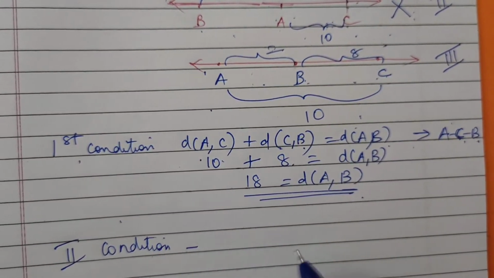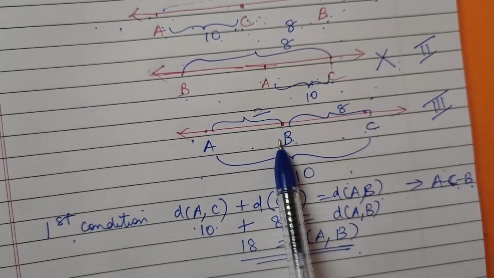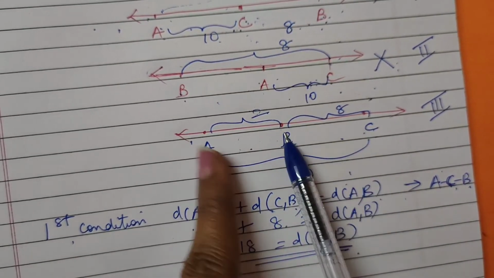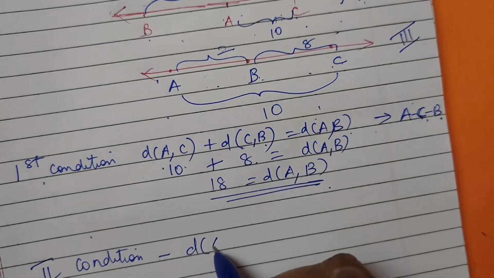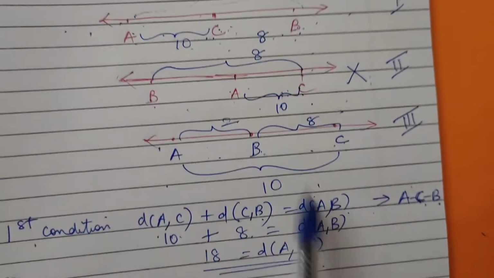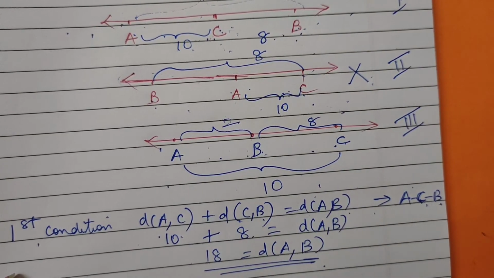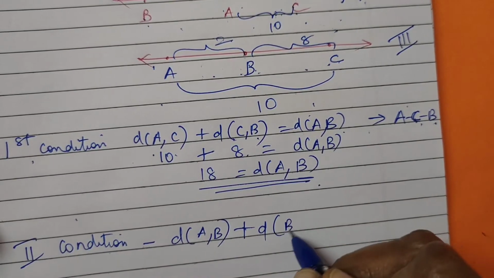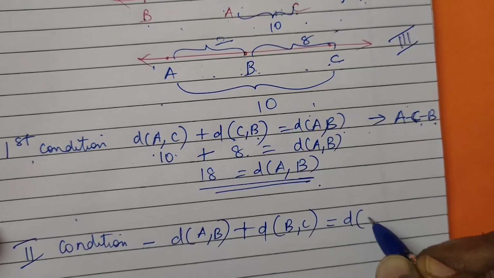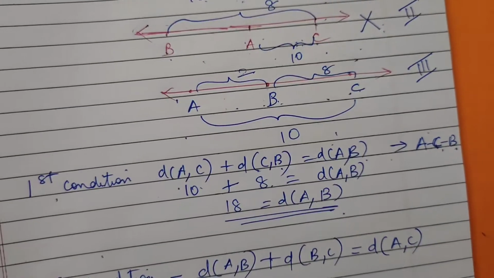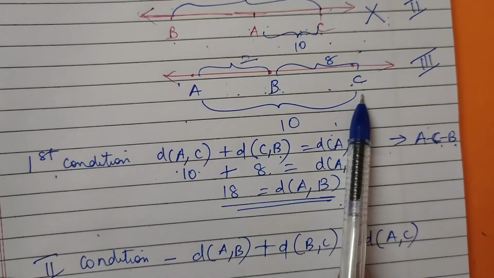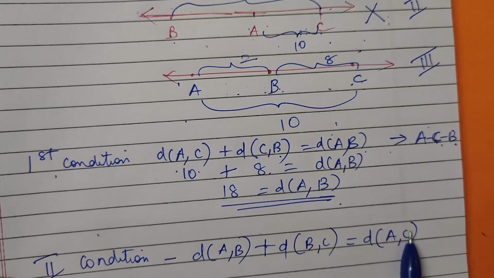Now, the second condition, how to write it? Distance of AB plus distance of BC. This plus this is this, right? We have learned that only. So we will write distance of AB plus distance of BC is equal to distance of AC.